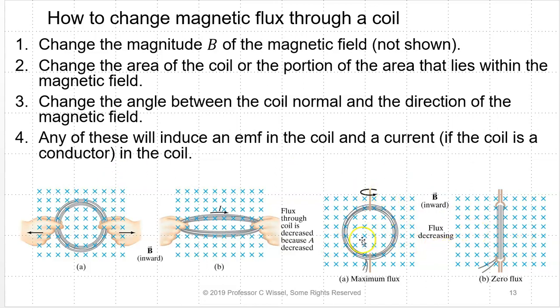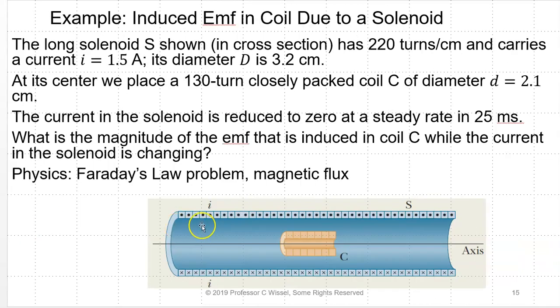Any of these would induce an EMF in the coil and a current if the coil is a conductor. And notice this one, if you keep turning, this is an AC generator, this one right here. Okay, so now we're going to give an example: the induced EMF in a coil due to a solenoid.